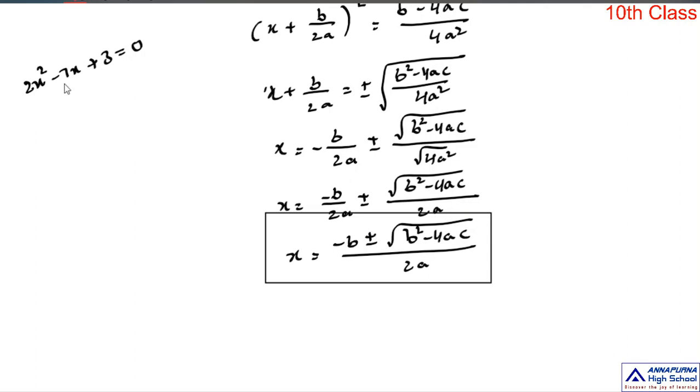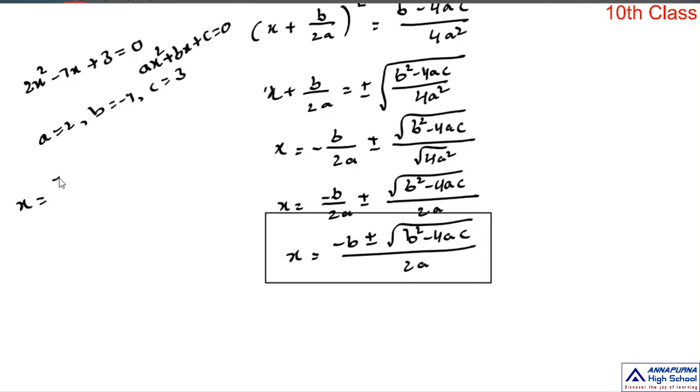Before that, first compare this quadratic equation to the general form of quadratic equation. What is the general or standard form? ax square plus bx plus c is equal to 0. This is the standard form of a quadratic equation. So when you compare the given equation to this standard form, a is equal to 2, b is equal to minus 7 and c is equal to 3. Now substitute these three values in this formula.